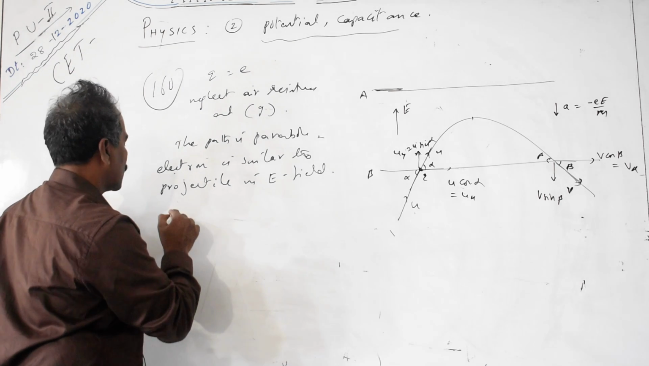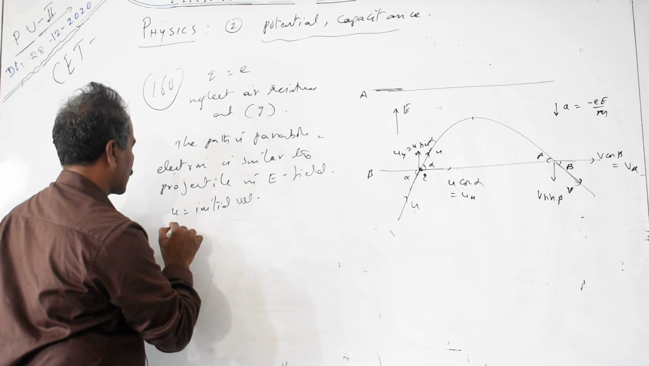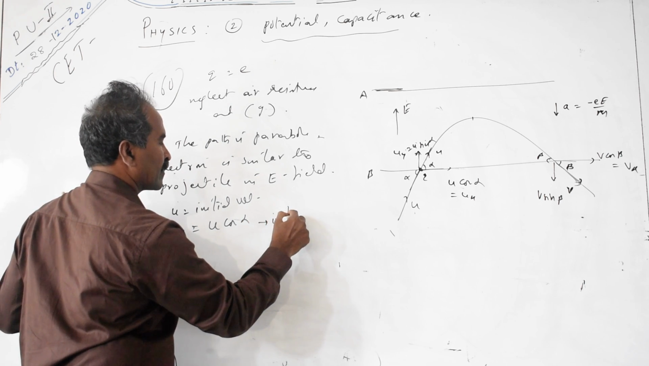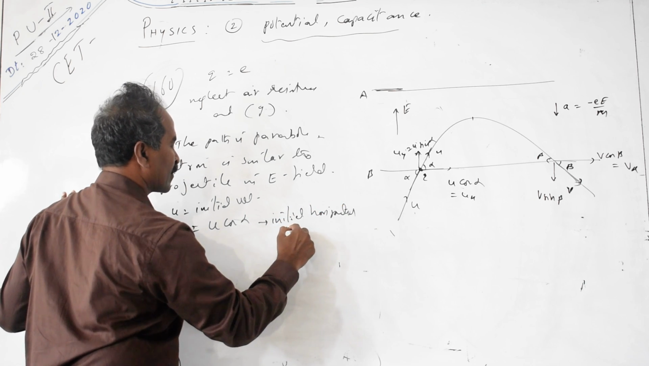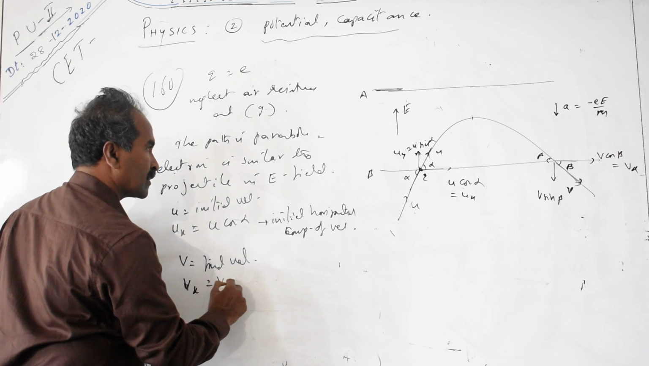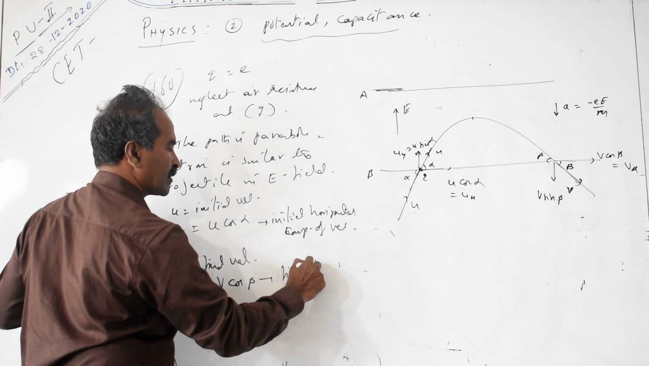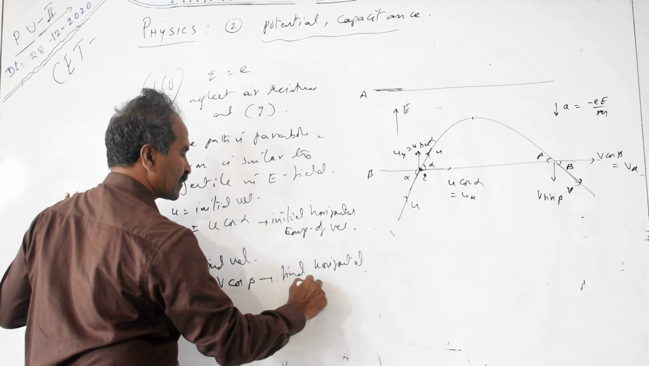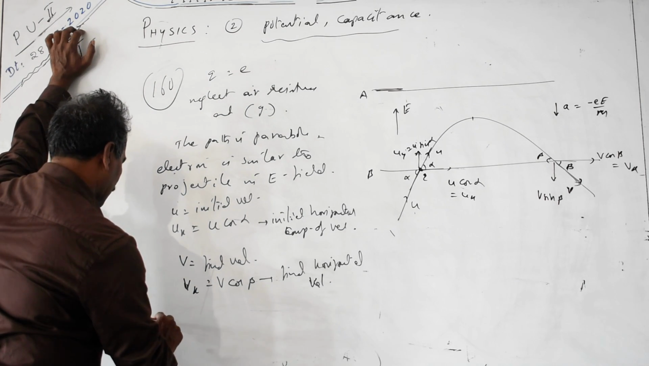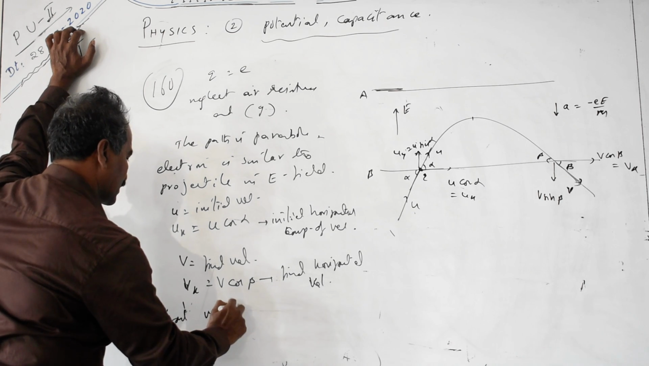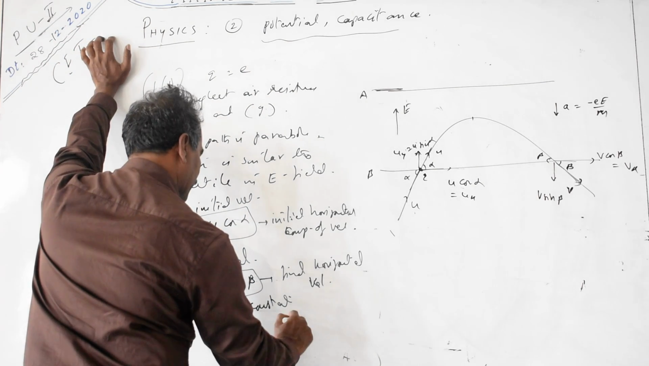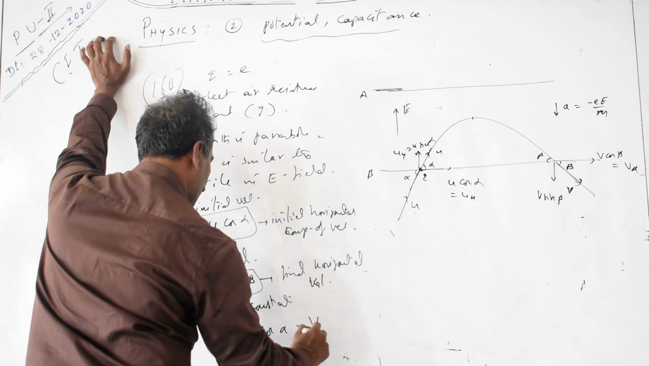What remains constant is the horizontal component of the velocity. u is the initial velocity, and ux equals u cos alpha is the initial horizontal component of velocity. v is the final velocity, and vx equals v cos beta is the final horizontal component of velocity. But for a projectile, the horizontal component of the velocity remains constant. That means you just have to take these two terms: u cos alpha is equal to v cos beta.